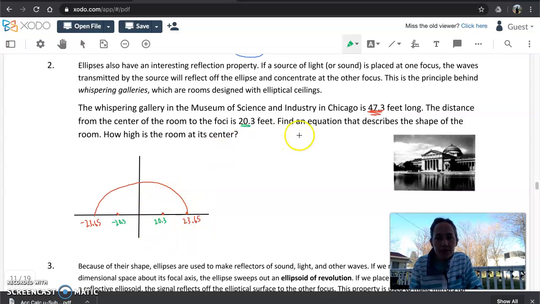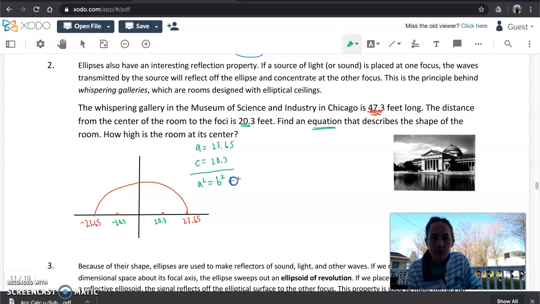I bet it says find an equation that describes the shape of the room. How high is it at its center? It'd be good to know A, B, and C. So here from the picture, A is center to vertex, 23.65. C is center to focus, 20.3. And with ellipses, you've got A squared equals B squared plus C squared.